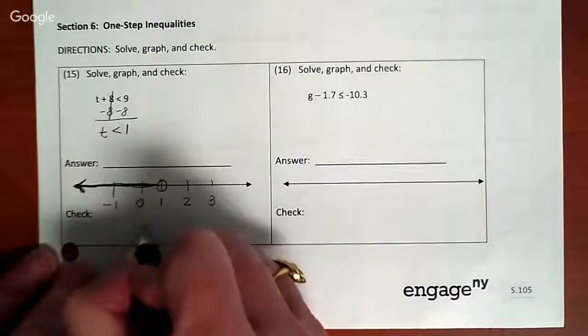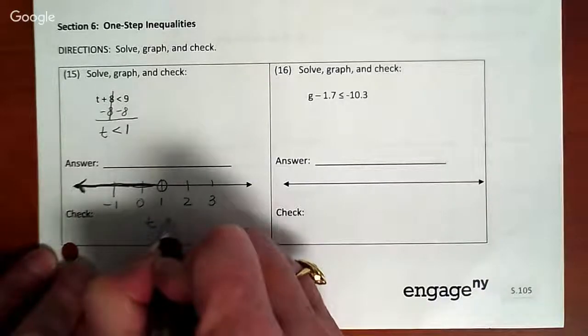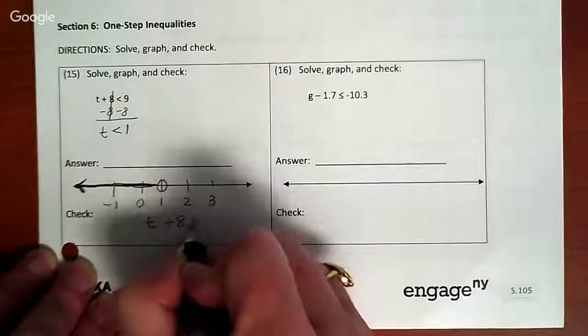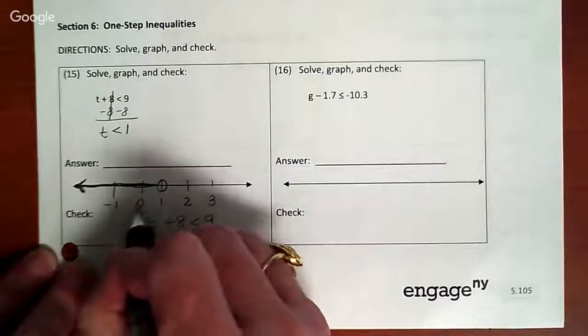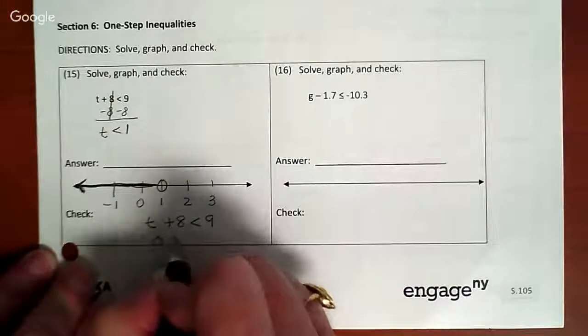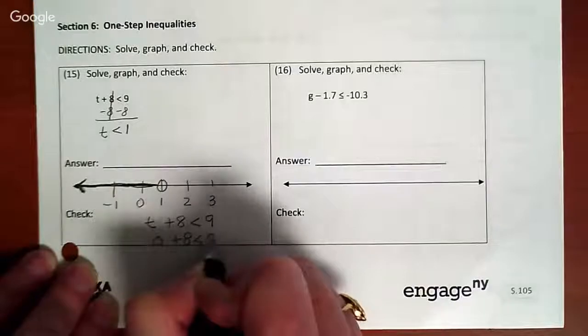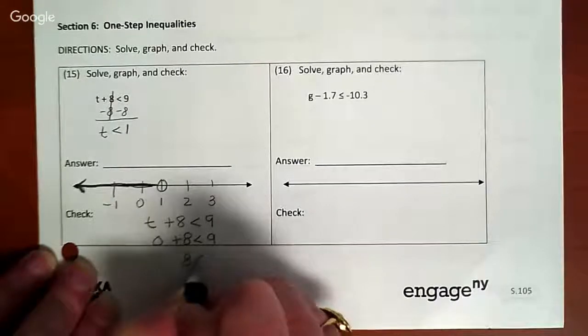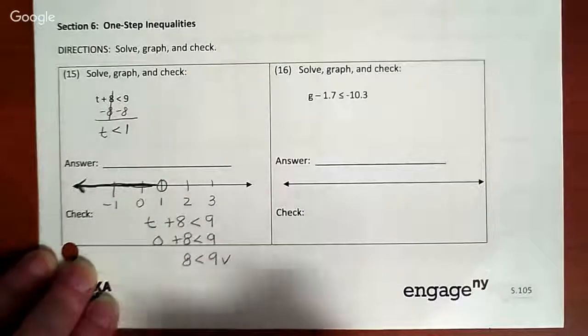So now to check it, we've got t plus 8 is less than 9. So I'm going to take 0. 0 plus 8 is less than 9. 8 is less than 9, so our answer checks.